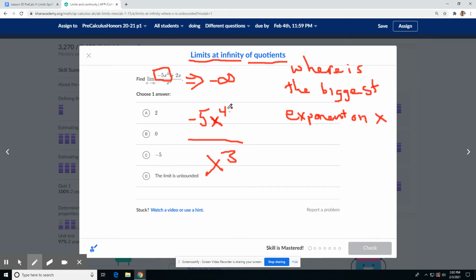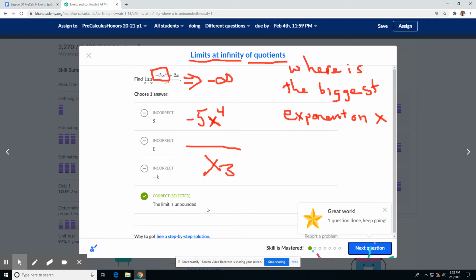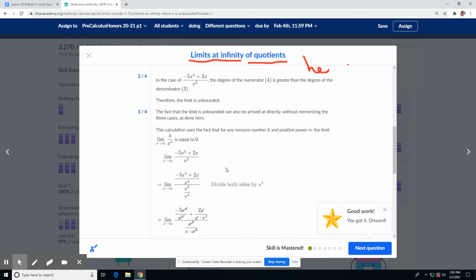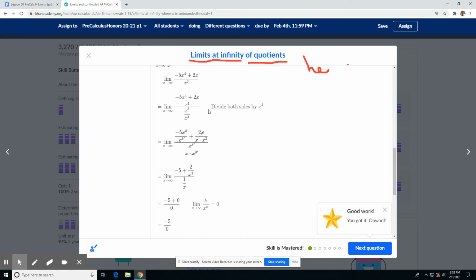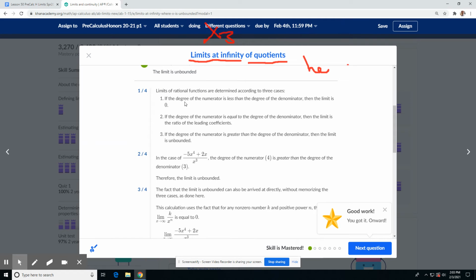Because the biggest exponent is on top, there's a negative 5 next to it, so that would lend itself to negative infinity. So in this case, it's unbounded. All right, let's see if they talk about what I was talking about. Okay, so let's just examine their solution.